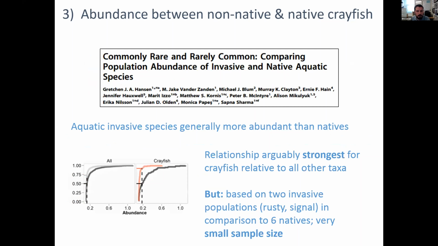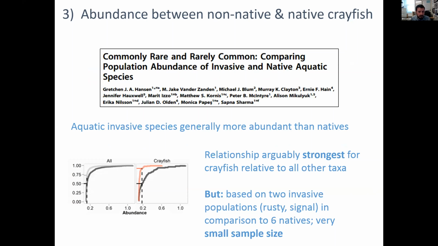This is a paper from Gretchen Hansen and co-authors that came out a few years ago, contrasting the population abundance of native and invasive aquatic species. They did find that aquatic invasive species are generally more abundant than natives, and this relationship was probably strongest for crayfish relative to all other taxa they considered. So the impacts we see of invasive crayfish may be about their abundance in comparison to the natives they've replaced.